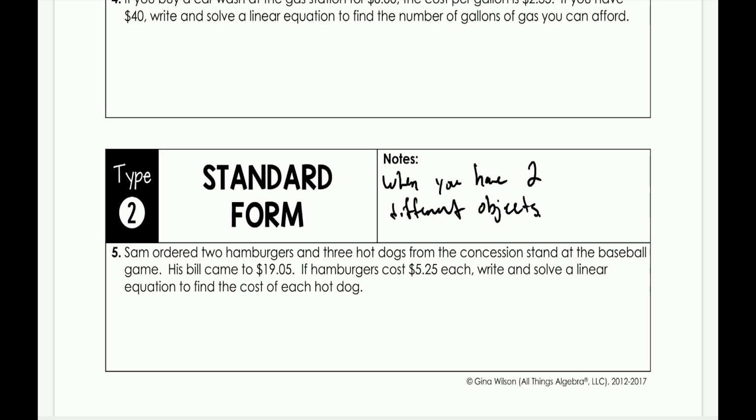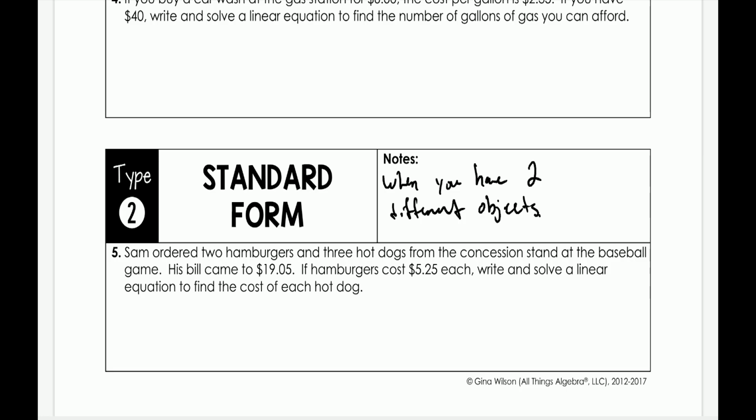We have that Sam ordered 2 hamburgers and 3 hot dogs from the concession stand at the baseball game. His bill came to $19.05. If the hamburgers cost $5.25 each, write and solve a linear equation to find the cost of each hot dog. Well, usually we'd use a receipt for this, but let's say we're curious and we know some math.